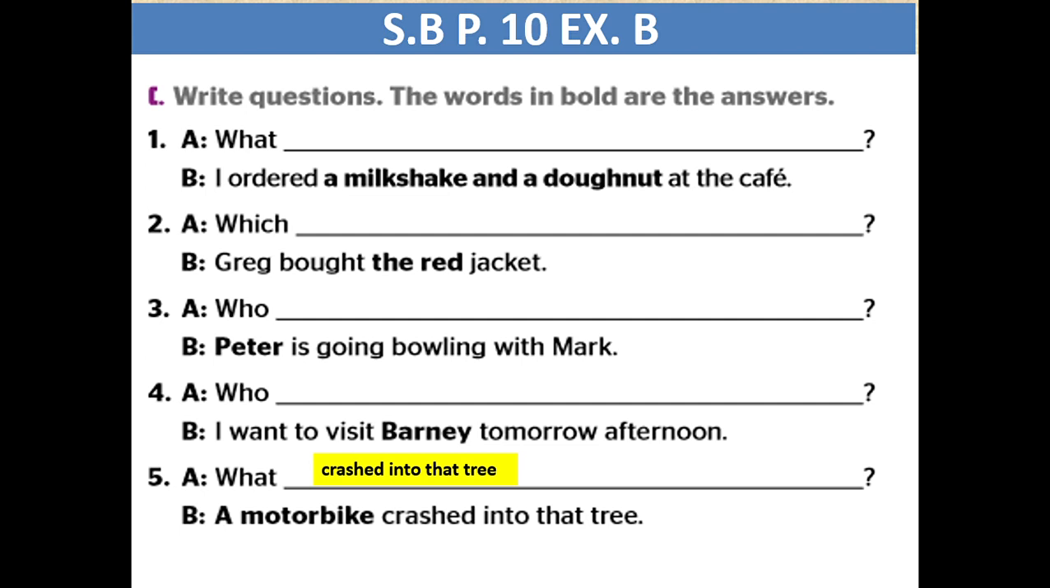Number 1. I ordered a milkshake and a donut at the cafe. And the question in the past. What? Then the helping verb is not here, so you are going to take from do or does or did. In the past you are going to take did. What did? The subject I, it will be you. What did you order at the cafe?